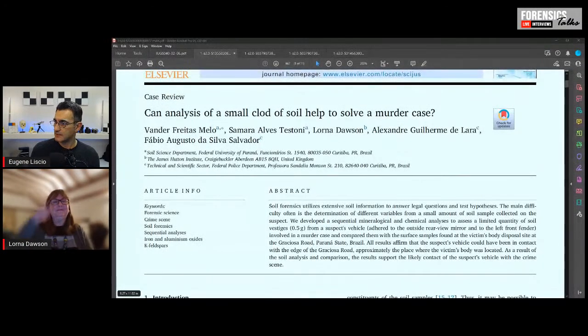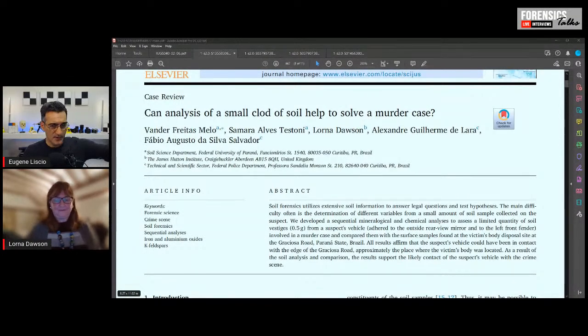There was another paper that you did, which is a case about analyzing a small clot of soil to help solve a murder case. I believe there's a victim found far away from her home, and then there's a suspect, and on the suspect's vehicle there's some soil, some of it on the side rear view mirror. I think it might have been on the passenger side, and then there might have been some on the fender. So can you talk about what happened in this particular case? Because this is in Brazil.